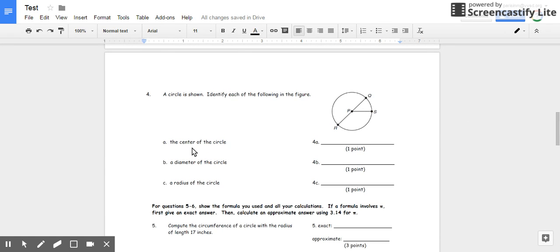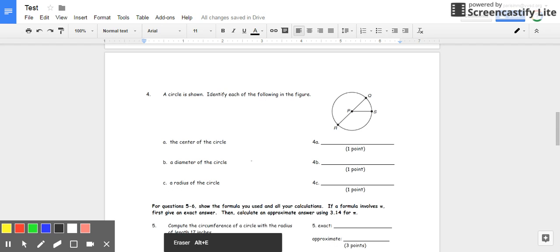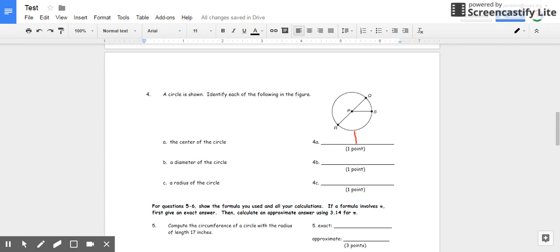Looking at the circle. Name the center of the circle. You should know that we name the center by the capital letter that's in the center, which is P. Okay, diameter of the circle. It's going all the way across the circle. So the line going across starts at R and it ends at Q. Or you may switch those two letters around and write it as Q to R. And again, you need your line over it.